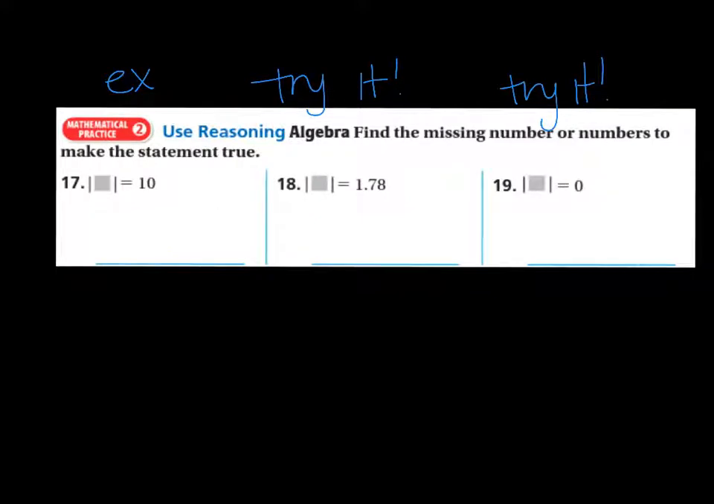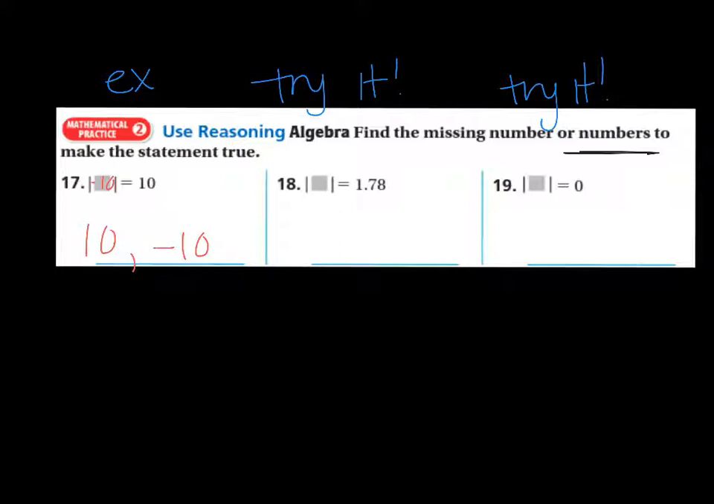All right, so now we're going to find the missing number or numbers, because some of them have the same, to make the statement true. So what absolute value would work here? So this is your example. So what number has an absolute value of 10? Well, 10 does, and then also negative 10. Because if we put this number in here, the absolute value of 10 is 10. Or if we put the absolute value of negative 10, oops, that should be inside there. Let's try that a little smaller. Negative 10 is also 10. Go ahead and try these two try-its on your own.